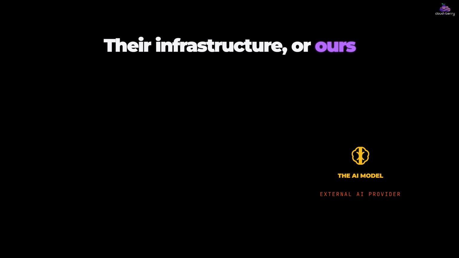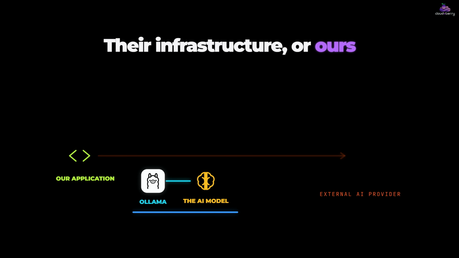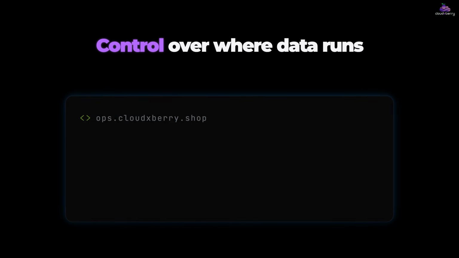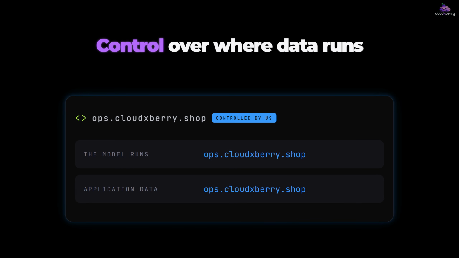With an external AI provider, your application sends the request to the provider's infrastructure, where the model runs. With Ollama, we can run a compatible model on infrastructure that we control. This gives us more control over where the model runs and where application data is processed.